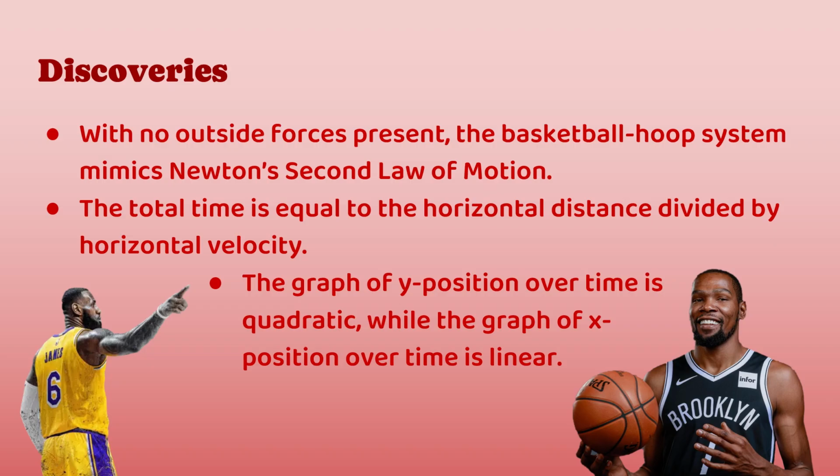Also, the total time is equal to the horizontal distance divided by horizontal velocity, and that's how you can derive total time for projectile motion. And the graph of y position over time is quadratic, while the graph of x position over time is linear.